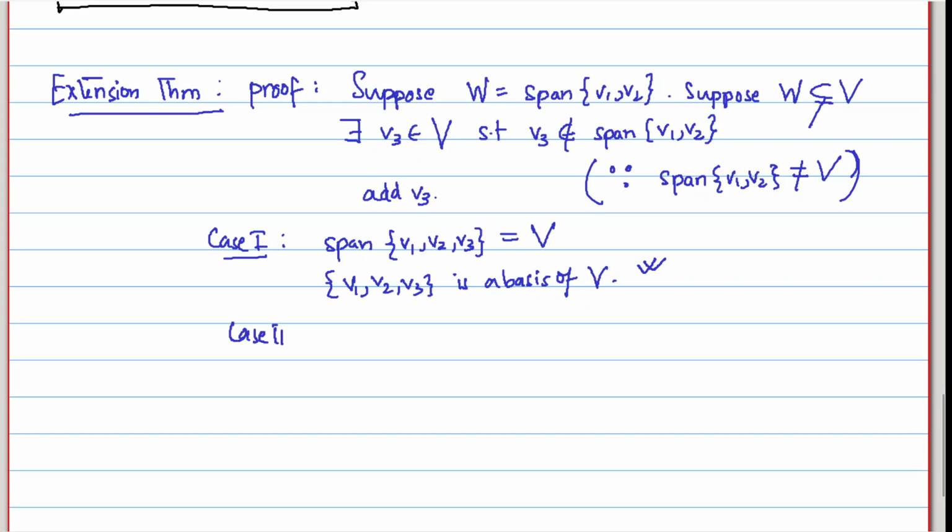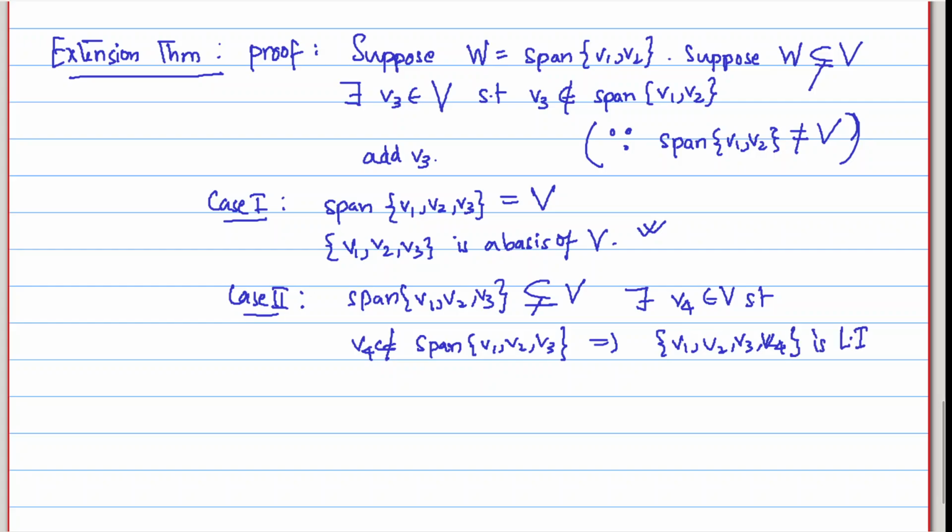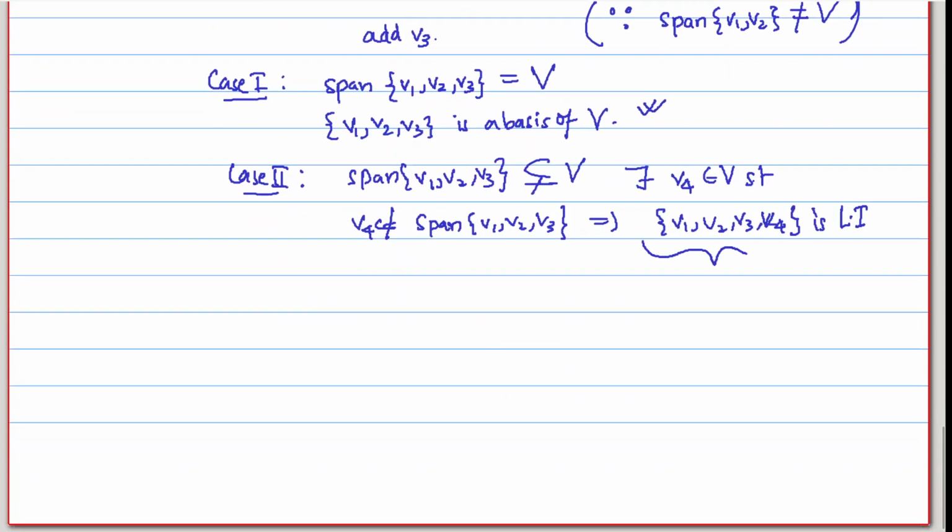Case 2. Suppose that the span of v1 comma v2 comma v3 is not equal to V. What does that mean? That means it is strictly contained in V, right? That means there exists some v4 in V such that v4 is not in the span of v1 comma v2 comma v3. What does that mean? That means the set v1 comma v2 comma v3 comma v4 is linearly independent, right? So now we have an updated set.